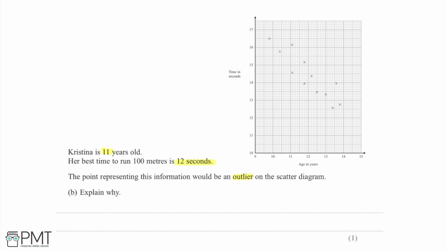Now, the definition of an outlier is we're looking for something that doesn't fit this trend that we have here, doesn't fit this negative correlation that we've already seen, and doesn't fit in with the other points and the correlation of the graph.